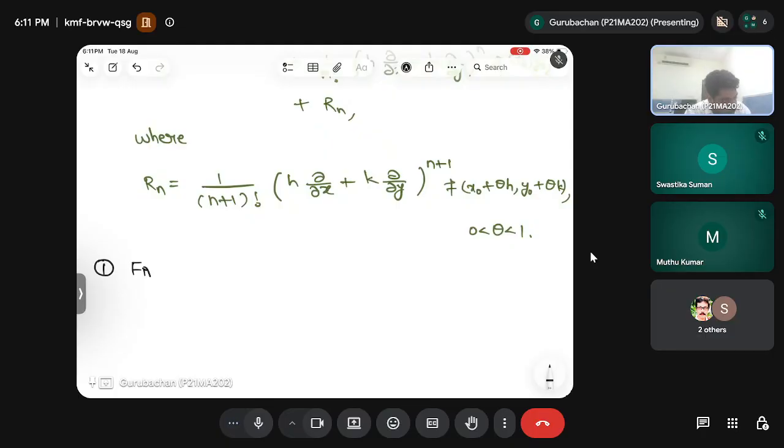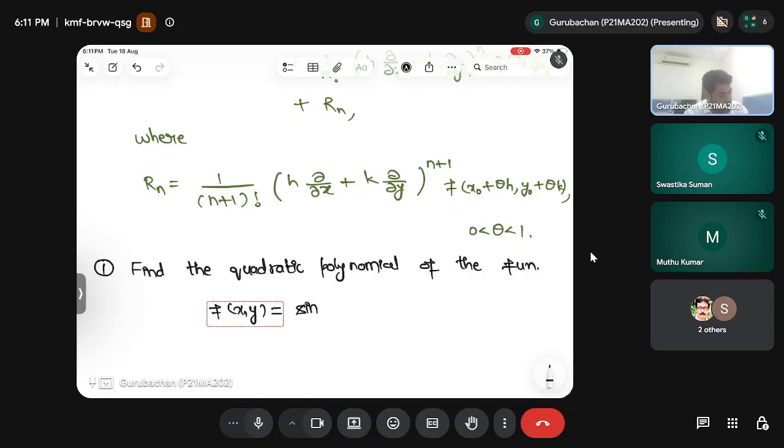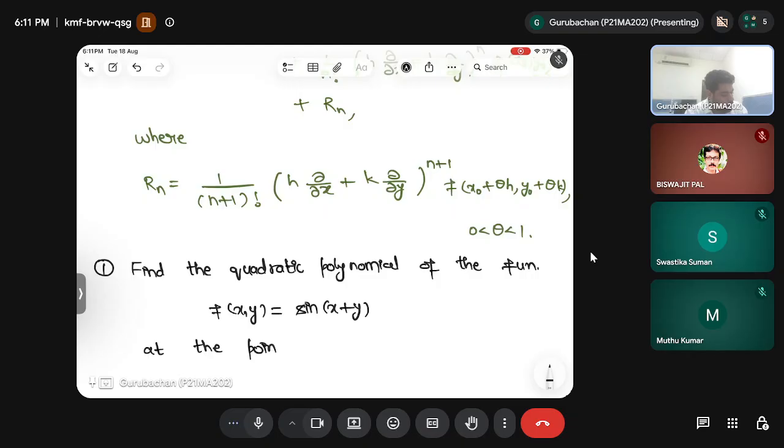Find the quadratic polynomial of the function f(x, y) equal to sine of x plus y at the point pi by 4 comma pi by 4.